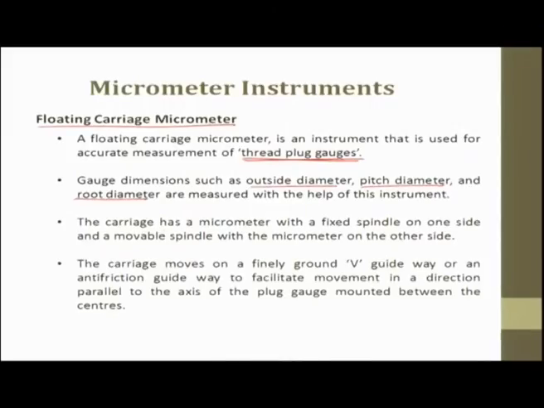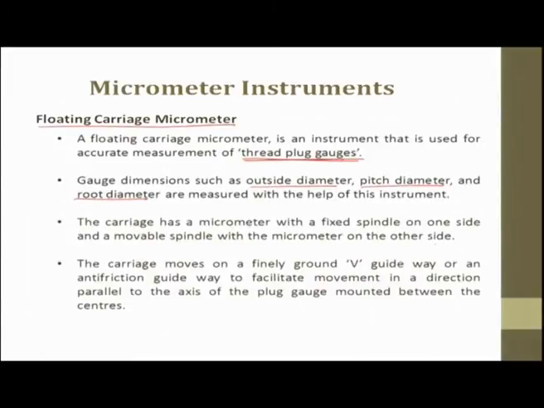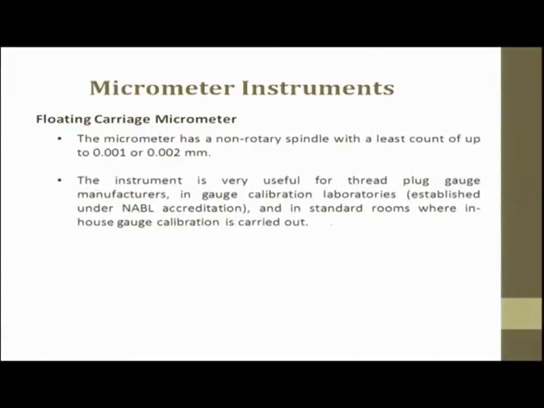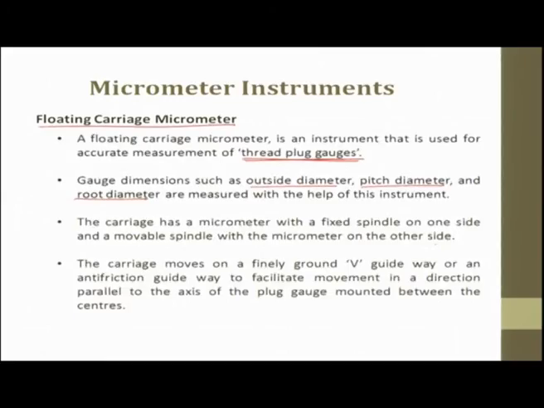The carriage has a micrometer with a fixed spindle on one side and a moving spindle of micrometer on the other side. This is a floating carriage micrometer. The carriage moves on fine ground V guide ways or anti-friction guide ways to facilitate movement in the direction parallel to the axis of the plug gauge mounted between the centers.